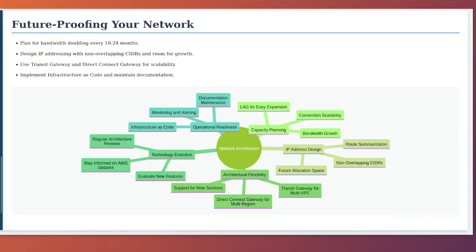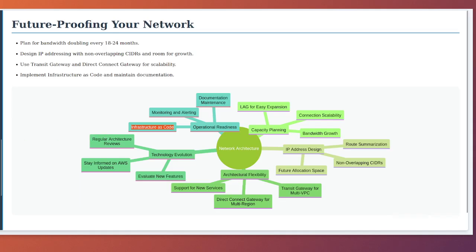Embrace automation and infrastructure as code from day one. As discussed earlier, managing Direct Connect infrastructure as code provides consistency and repeatability. When you need to expand your architecture, you modify templates rather than manually clicking through consoles. This becomes increasingly important as your environment grows. An architecture that works well for 5 VPCs might become unmanageable at 50 VPCs without automation.